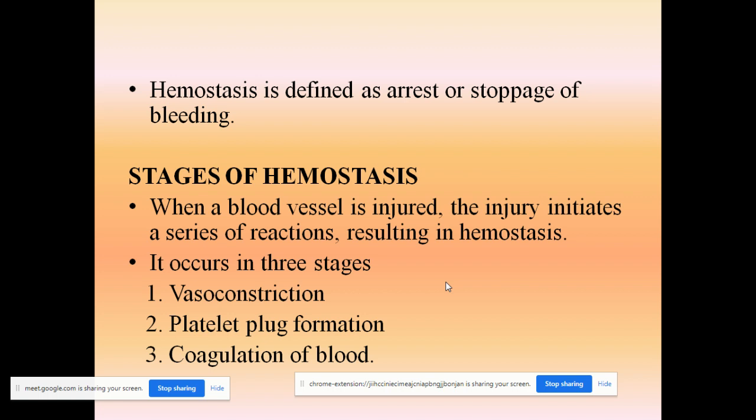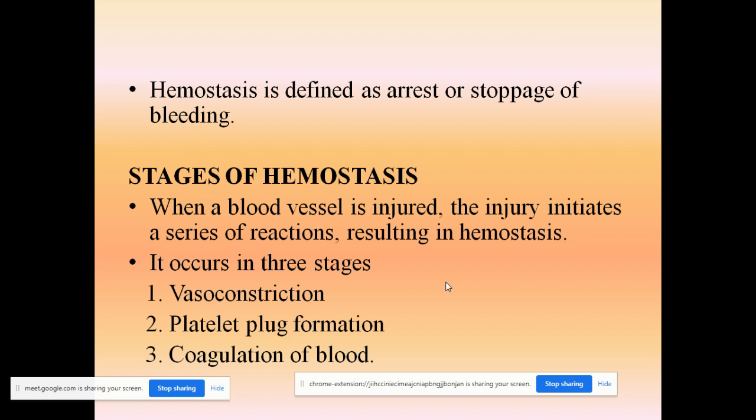I told you it occurs in three stages. So what are the three stages? Number one, vasoconstriction. So what do you mean by constriction? I told you there are two phenomena happening in the blood vessel. One is dilation and the other one is constriction. Vaso is the vascular tissue, that means the blood vessel, whether it may be an artery, or a vein, or a capillary. Okay, vaso means the blood vessel.